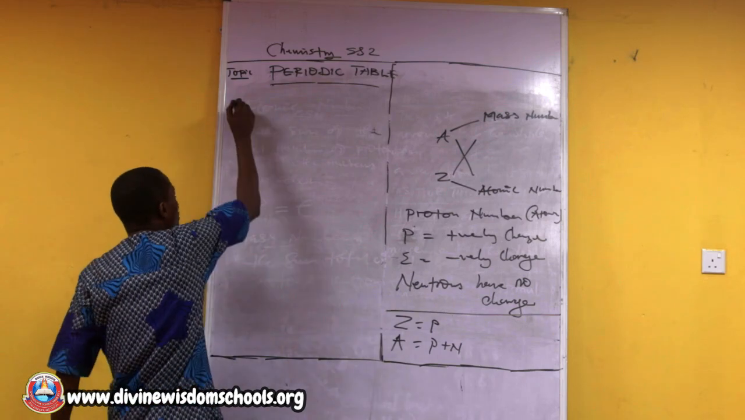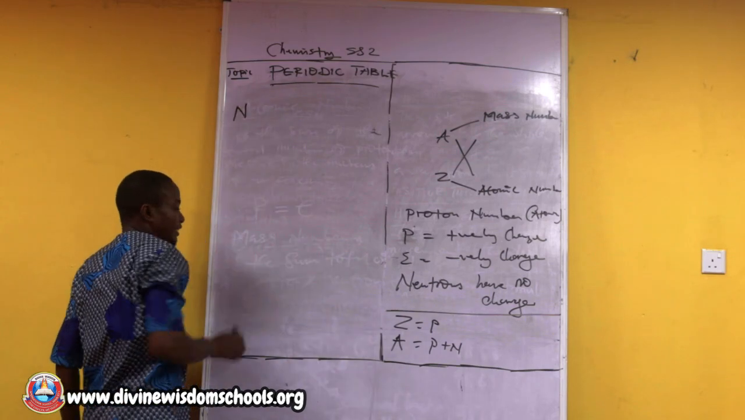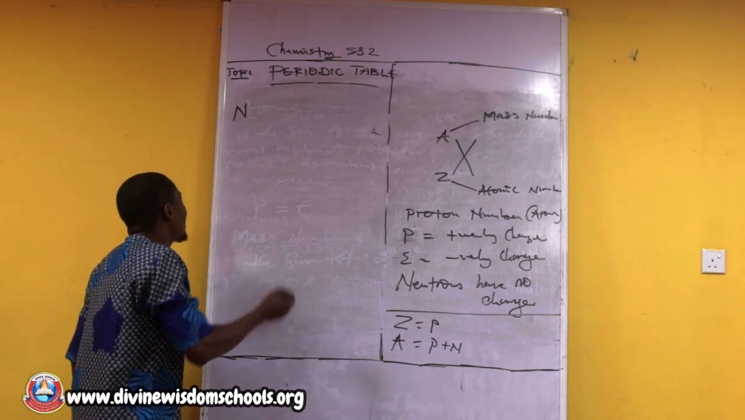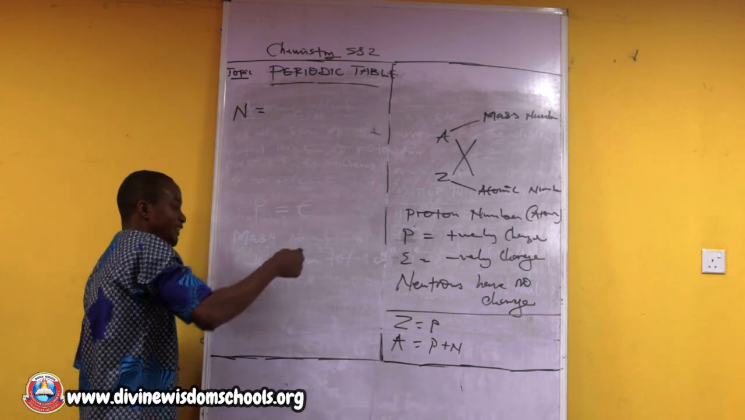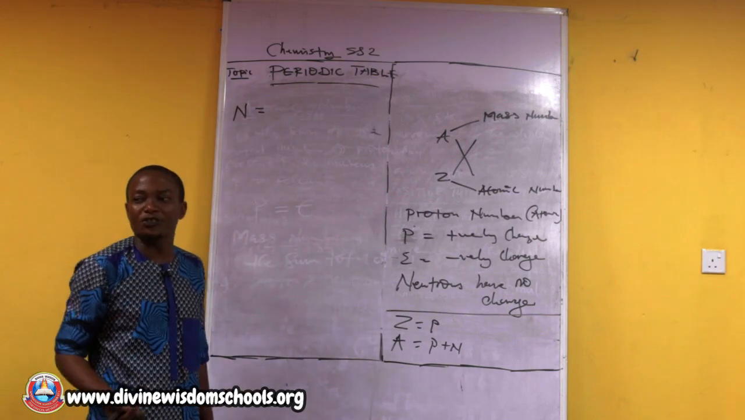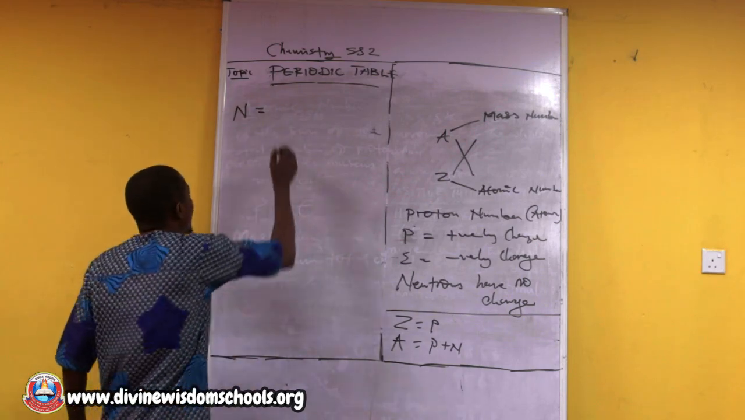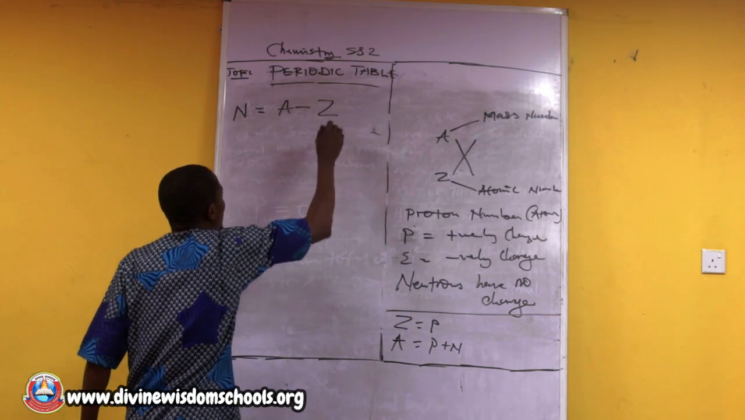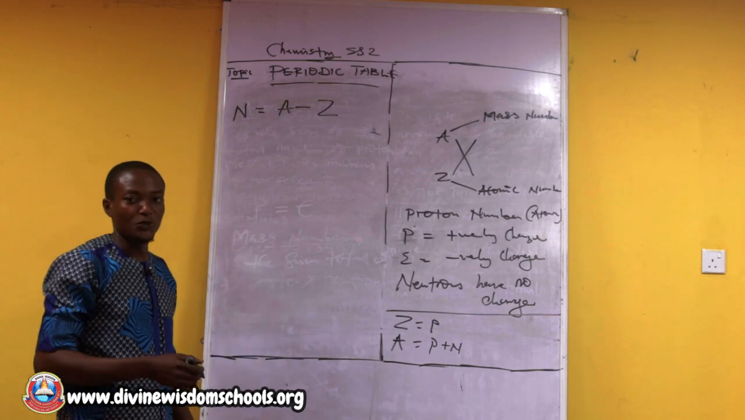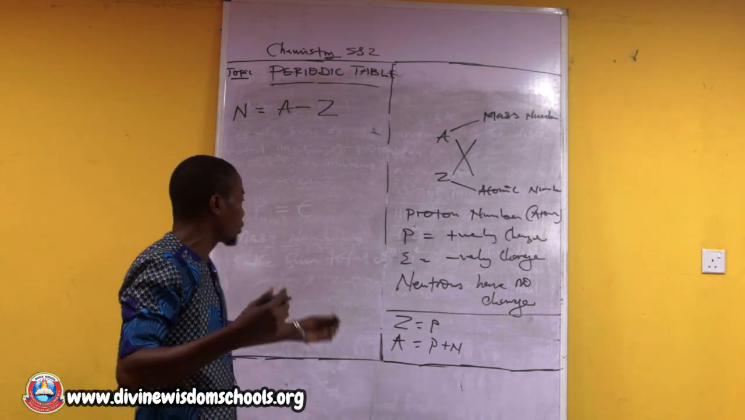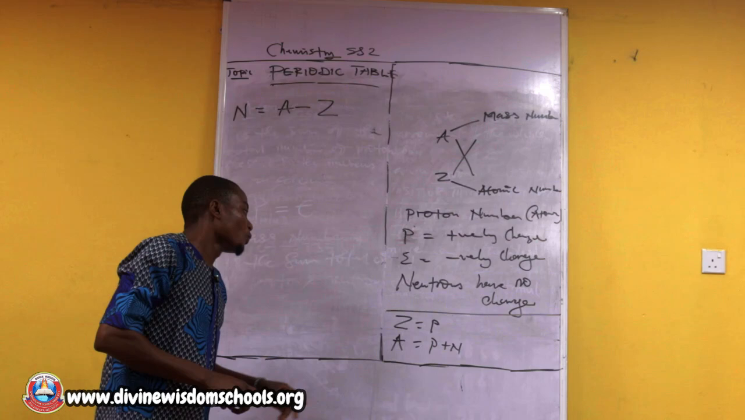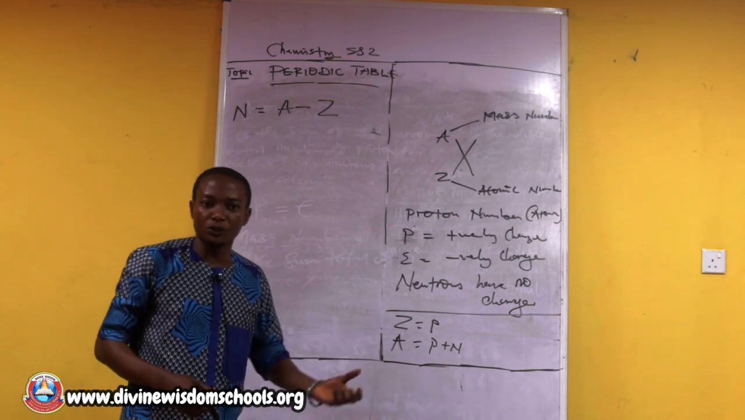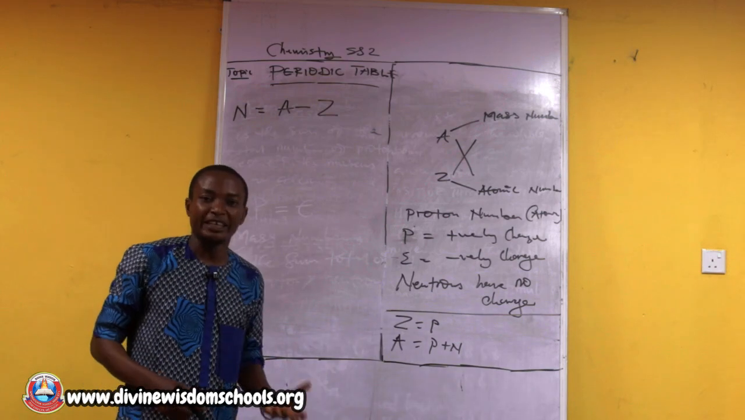Now, what about the neutron number, which is N? How do we get the neutron number? We can get the neutron number by the difference between the mass number and the atomic number. So A minus Z will give us our neutron number. Are we together now? Let's look at some examples if we are asked a question regarding the number of protons, number of electrons, number of neutrons present in the atom.